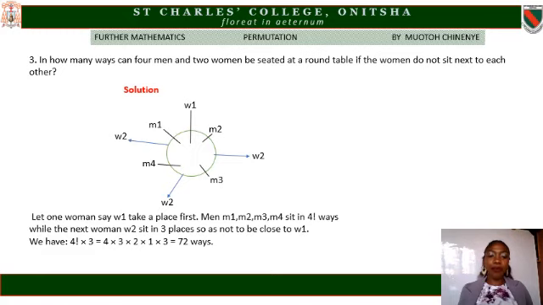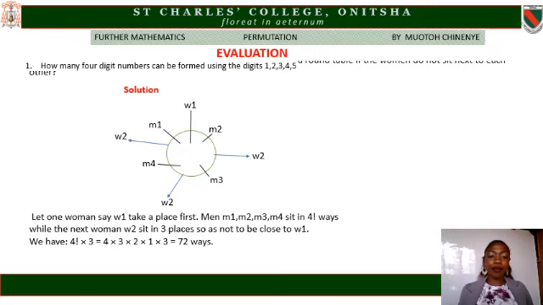Using the diagram, you have the women may decide to take first sitting, then the 4 men would sit. For the 4 men to sit, we have 4 factorial ways, while the second woman, having noted that the first woman have settled, we have 3 places to sit, and that will give us 4 factorial times 3. And when you simplify 4 factorial times 3, we are going to have 72 ways.